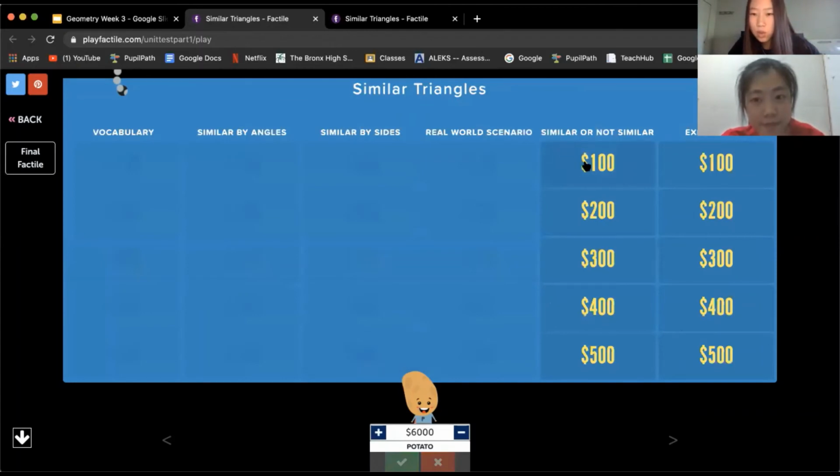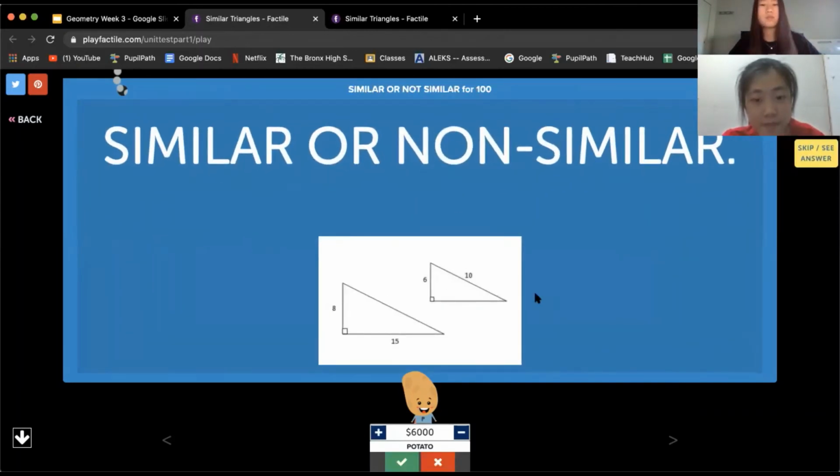And we're going on to similar or not similar. Basically, we have to figure out if these two triangles are similar or not. And we see that we're missing some sides. We don't know the length of the sides, which we have to find by using the Pythagorean theorem. So basically, I'm pretty sure this is a 6, 8, 10 triangle.